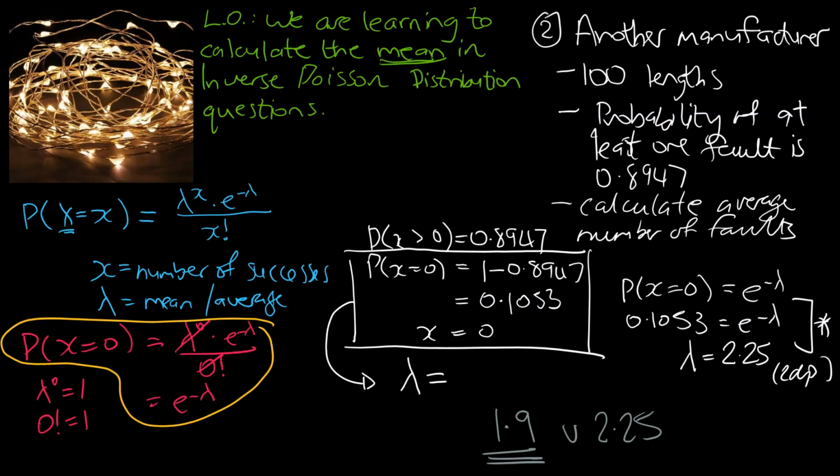So hopefully you found this video useful. I just want to highlight and emphasize, when you're calculating inverse Poisson questions, it is relatively straightforward. We've got our formula up here. All we need is the big probability of there being no successes, or x equals 0. And from that, we'll be able to use our graphics calculator to help sort out the lambda or find the mean.